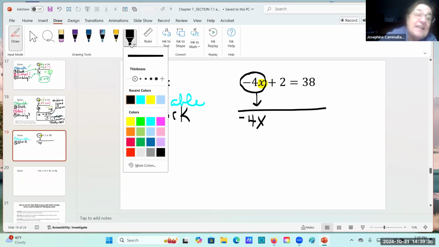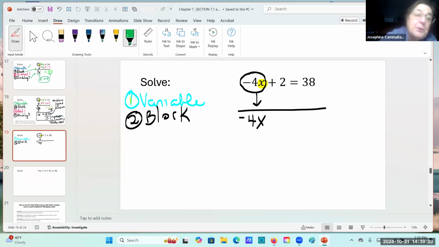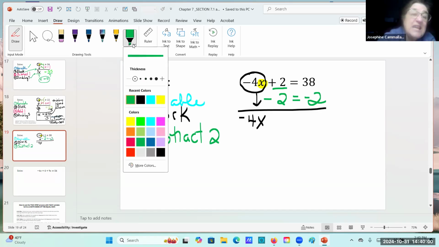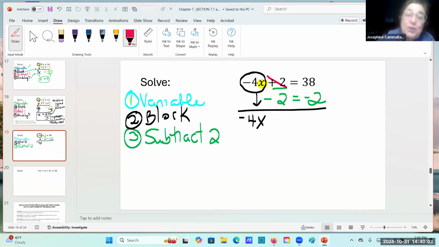Now, my next step will be, this is adding to a negative 4. So I am going to subtract 2 from both sides. Now, as you see, positive 2 and negative 2 are canceling behind the negative 4. Now, this is going to give me a positive 36.